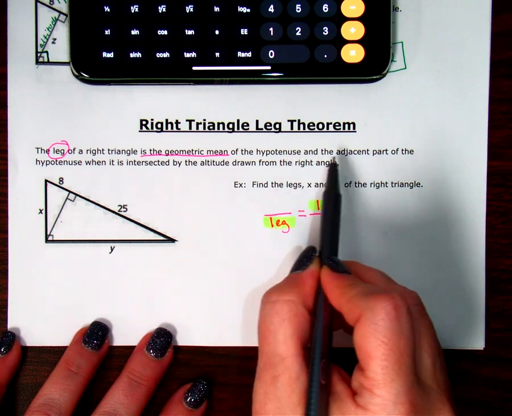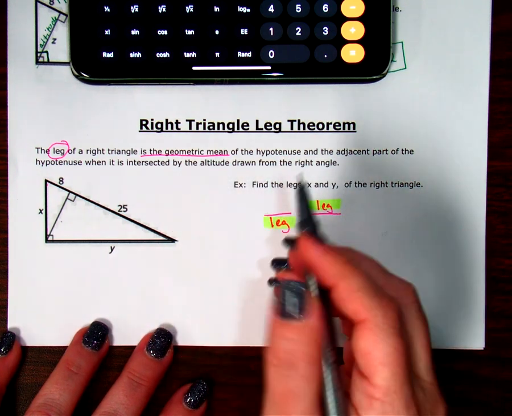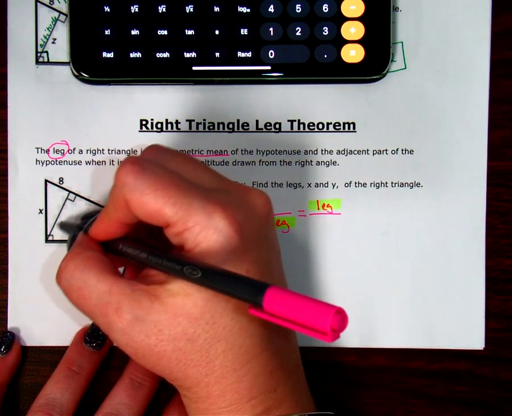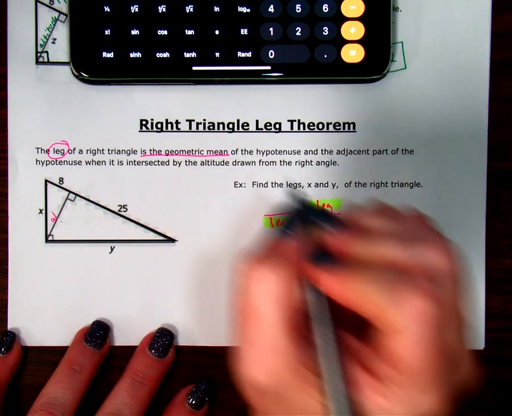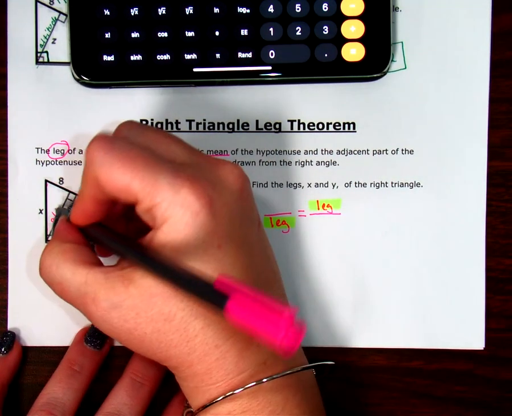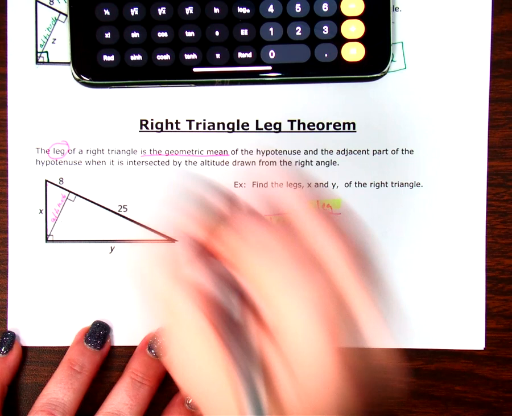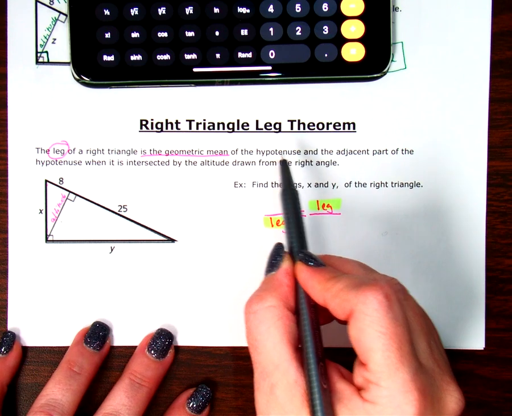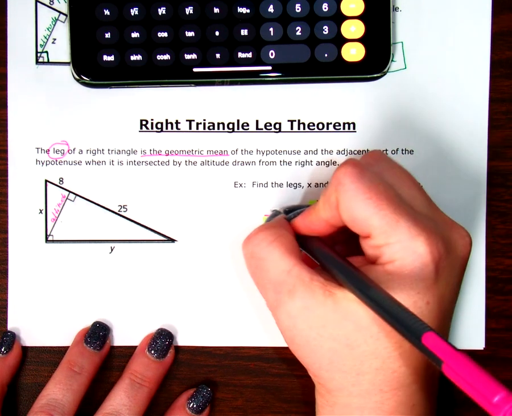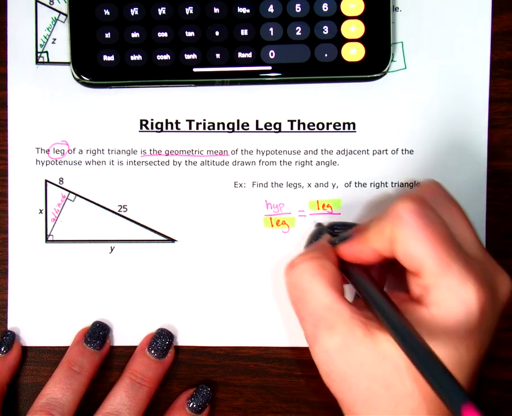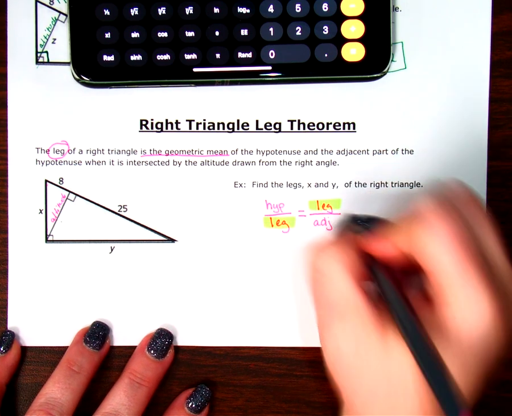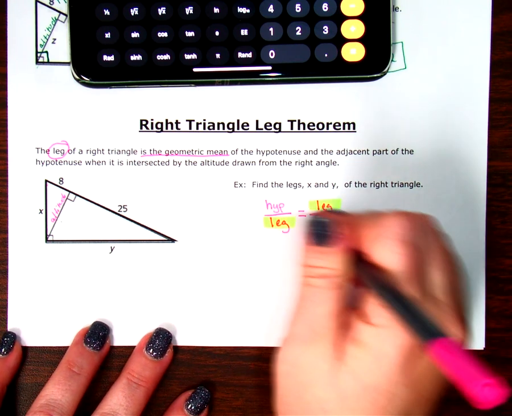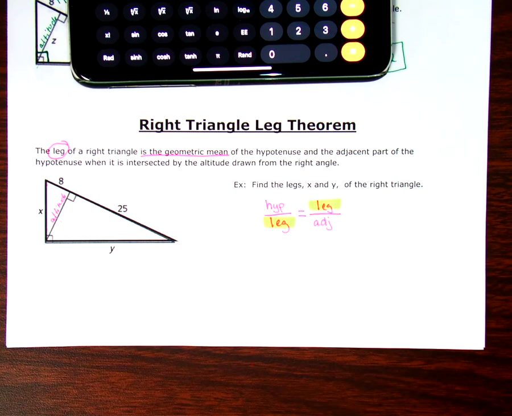What goes in these other two corners? Let's see. The geometric mean of the hypotenuse and the adjacent part of the hypotenuse when it's intersected by the altitude. So remember, we already have the altitude drawn in our picture. We found that. It's 14.142. So the hypotenuse is one piece and the other one is the adjacent part of the hypotenuse. So I'm going to do HYP for hypotenuse, and then ADJ for the adjacent part of the hypotenuse as my other two sides. So that's kind of like my formula.